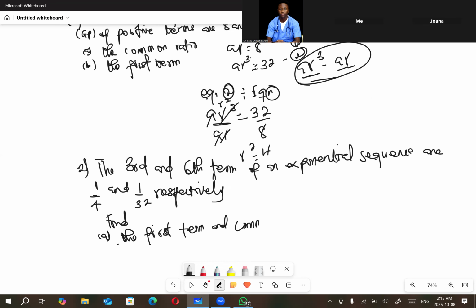The first term and common ratio. The eighth term in the sequence.